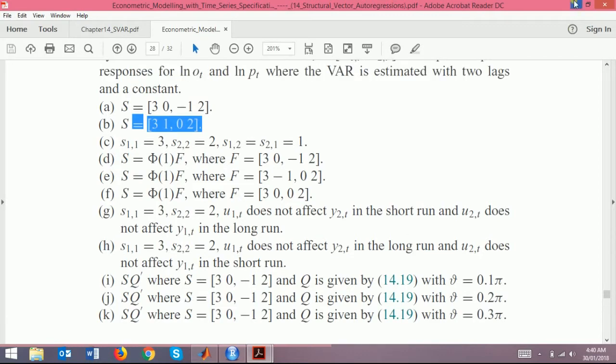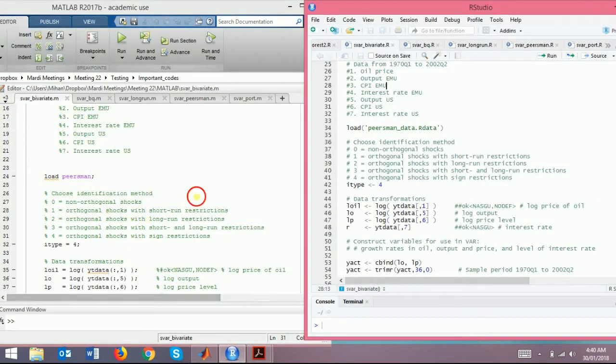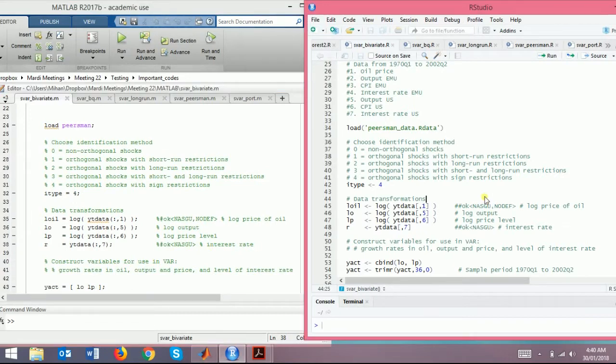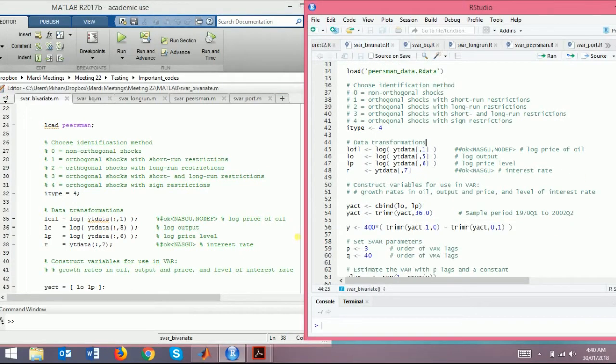So we are creating a system, because our question is mixed up with a lot of system problems. So we are creating a system with 4 types of classes where we have no orthogonal shocks at all, orthogonal shocks with short run, orthogonal shocks with long run, orthogonal shocks with long and short, and orthogonal shocks with sign restrictions. Then we are going to use the first bivariate.